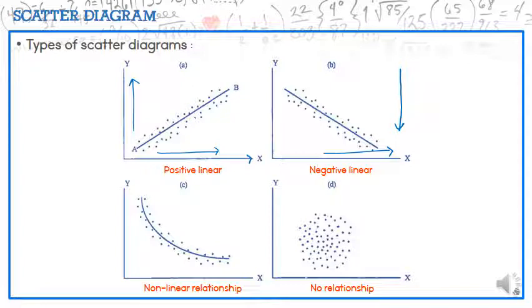C, we can see that there is a pattern between these two variables, but it is not linear. So this is a non-linear relationship, and we are not going to discuss this in this video. And last but not least is diagram D, where we can see that there is no obvious pattern between x and y. Thus, we can conclude that there is no relationship between x and y.